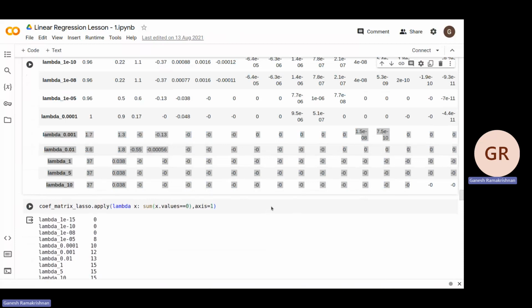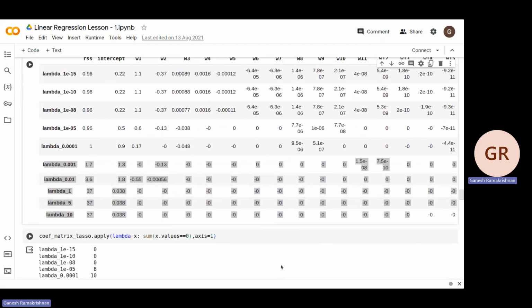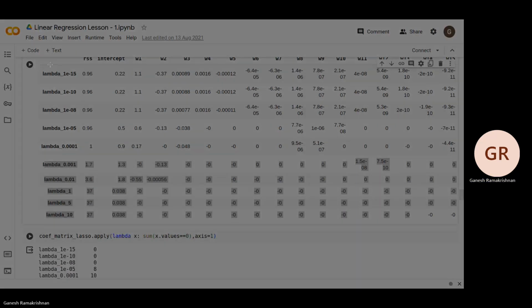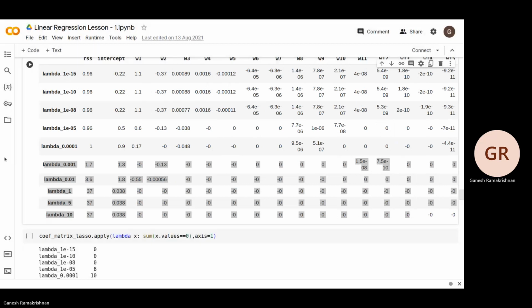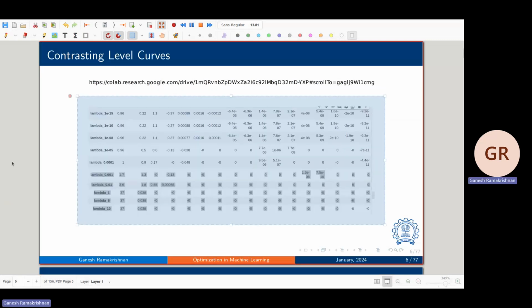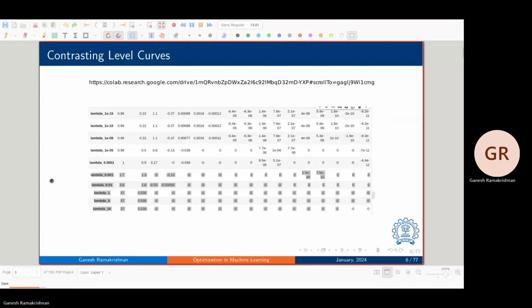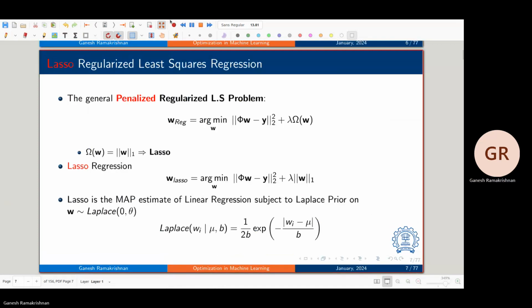Okay, so this is what I wanted to show. Maybe I'll take a snapshot of this and put it out there so that you can register. This is what I was trying to show you. I'll put the link to the slides. You can go and navigate. Okay, so this is what I was talking about.